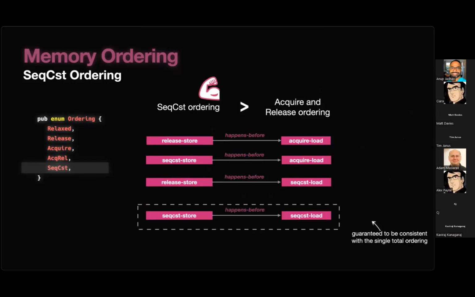But only when both sides of a happens-before relationship use sequentially consistent ordering, it's guaranteed to be consistent with that single total order of sequentially consistent operations. Now, even though sequentially consistent ordering might seem like the simplest one to wrap your head around, it's hardly ever required in practice. Plus, it can be a bit of a speed bump when it comes to performance. In the majority of situations, the good old acquire and release ordering should do the trick.